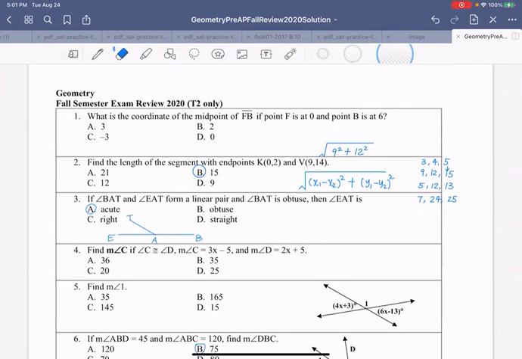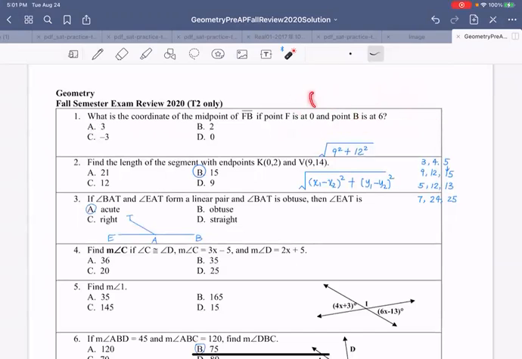Hey, Angela, go ahead, read the question. What is the coordinate of the midpoint of line FB if point F is at 0 and point B is at 6? Okay, so this is F at 0, B at 6. This is 1D, okay?